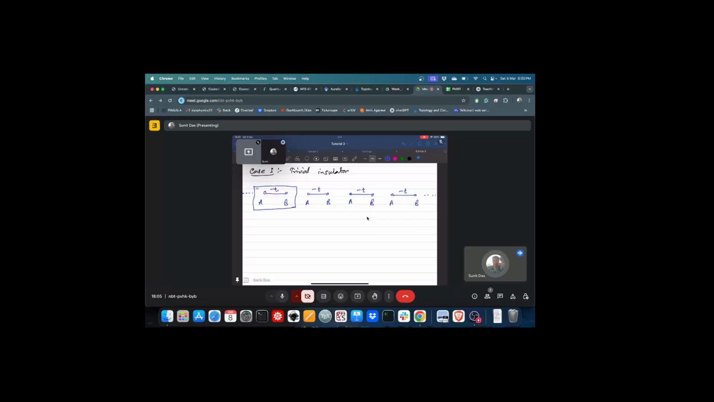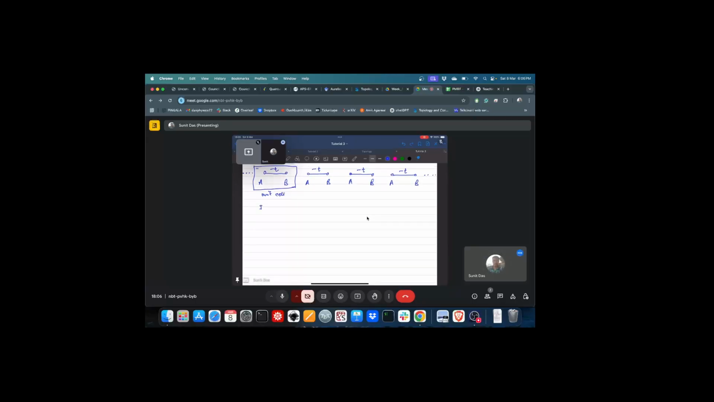Okay, so it seems nobody is joining now, so let's start. In the first part we will study the trivial insulator, and then we will move to the topological insulator case. For the trivial insulator, we will take a model where there are two kinds of atoms in a unit cell. So this is the unit cell, and there is an A kind of atom and a B kind of atom, and there is intra unit cell hopping, which is minus T.